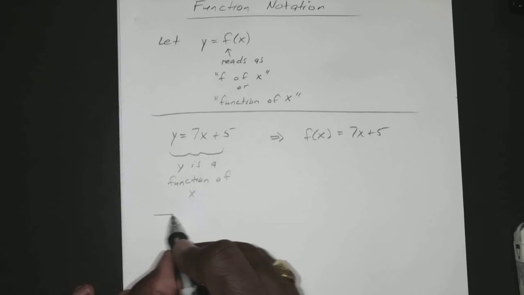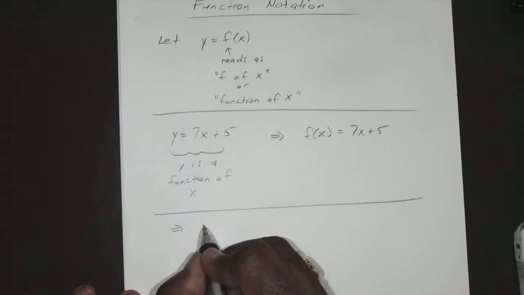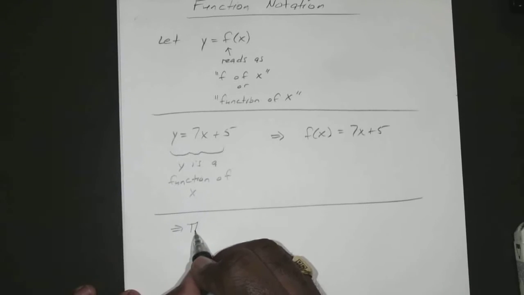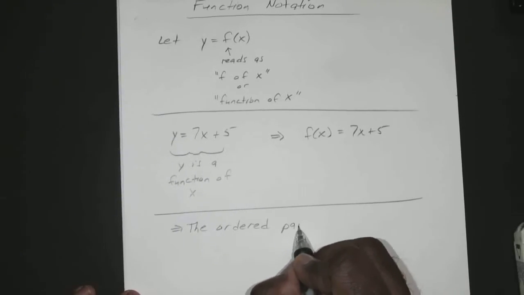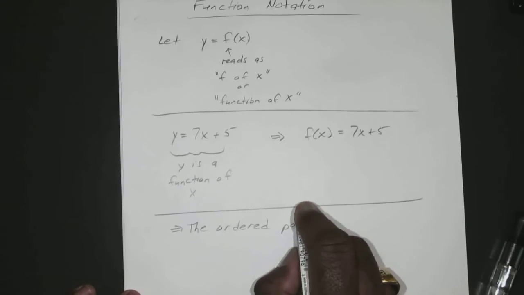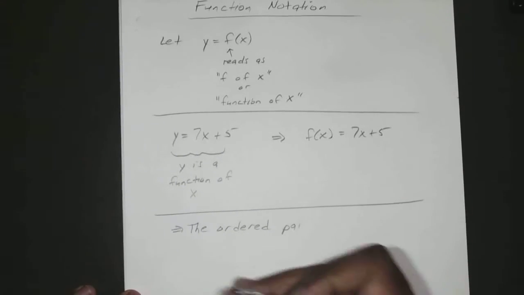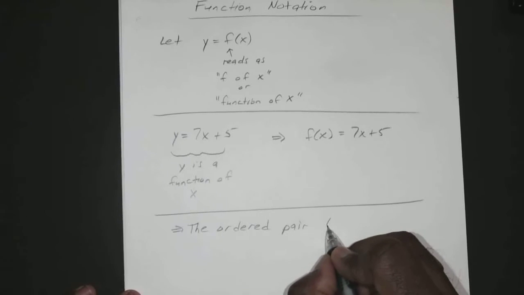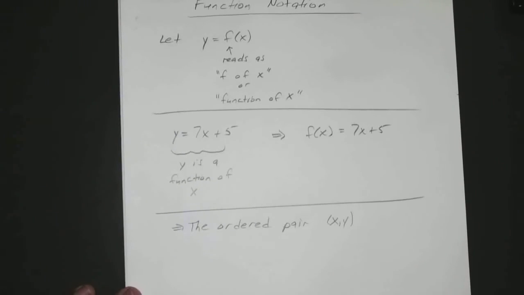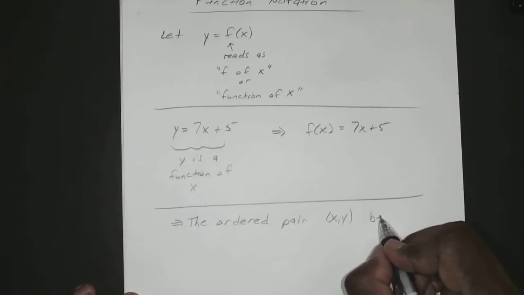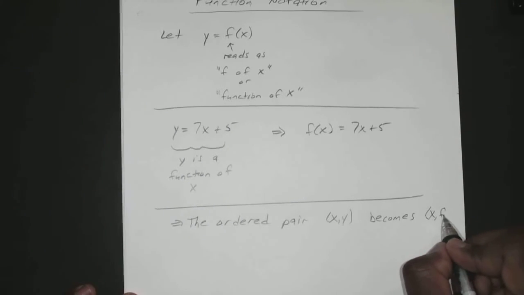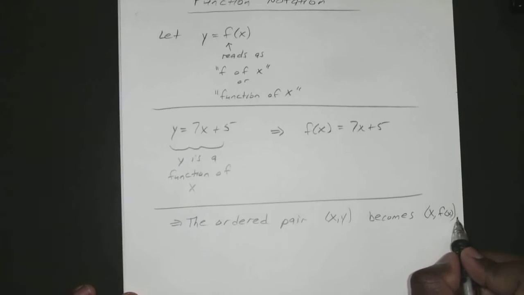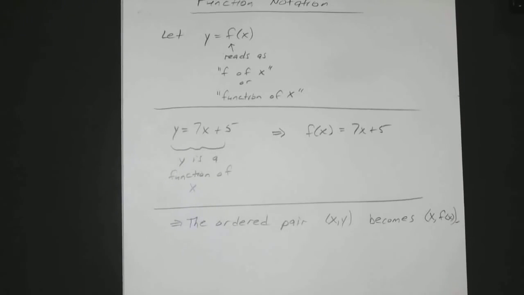Okay, now if you wrote that as an ordered pair, so the ordered pair x comma y becomes x comma f of x. Exact same thing, you're just replacing the y with f of x.